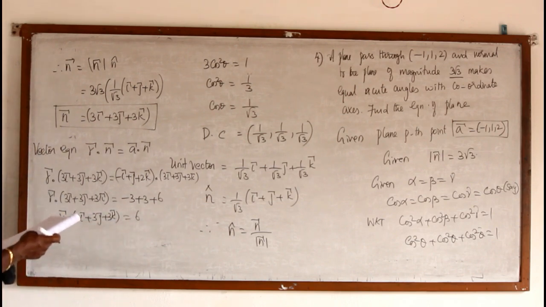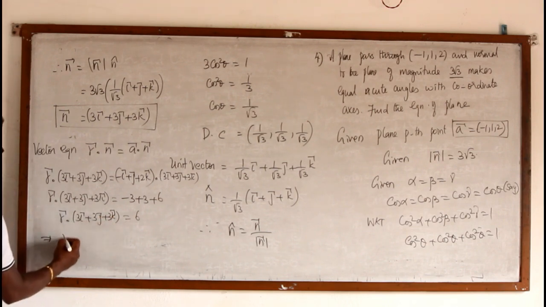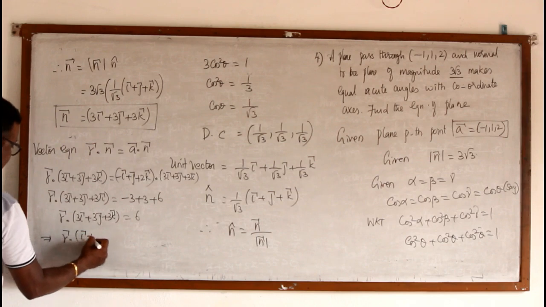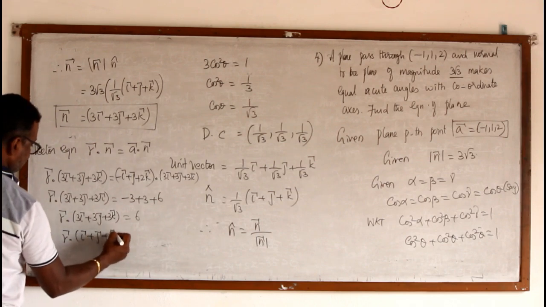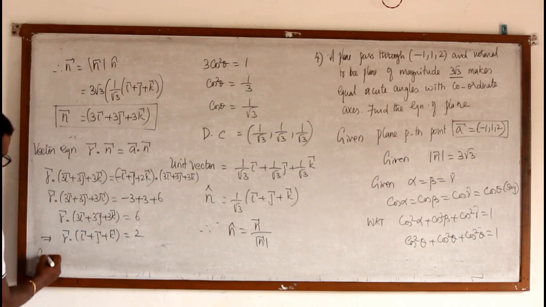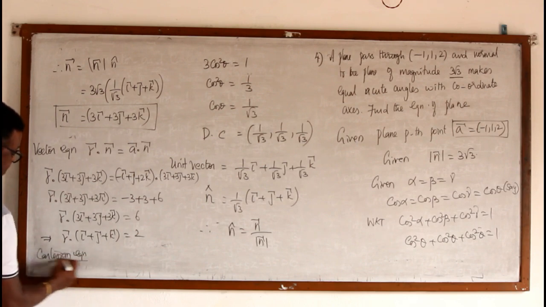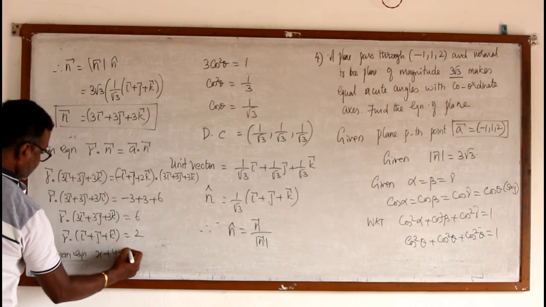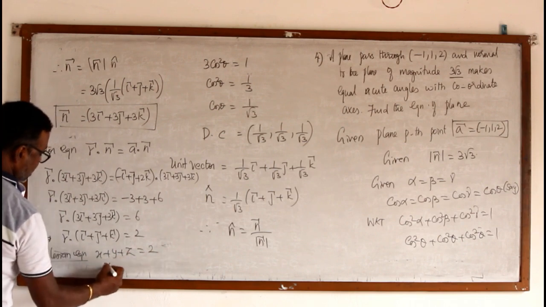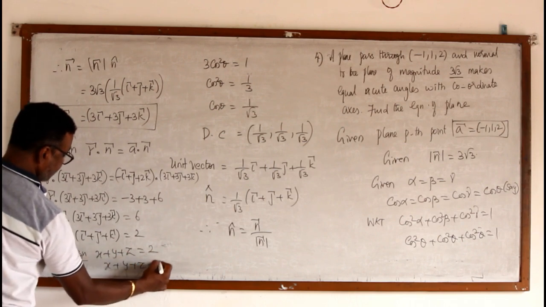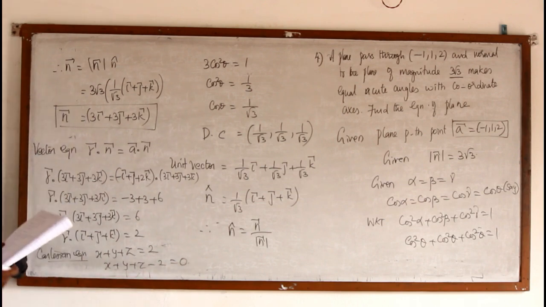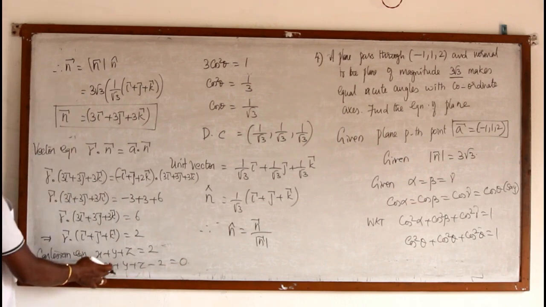If I divide by 3, then r dot i plus j plus k equal to 2. So the Cartesian equation straightaway is x plus y plus z equal to 2, or x plus y plus z minus 2 equal to 0. This is the Cartesian equation.